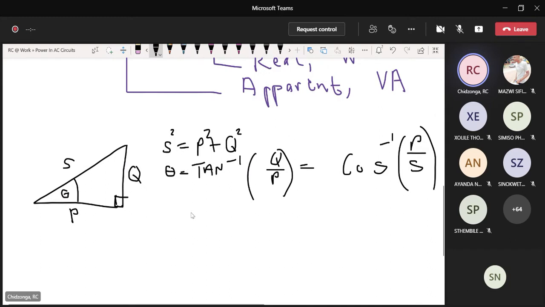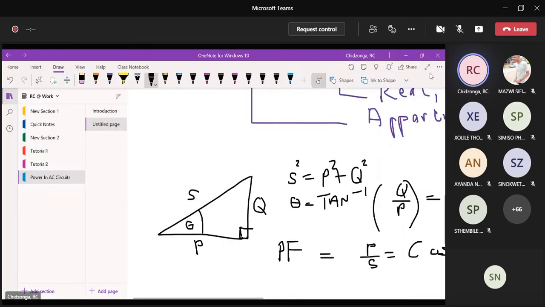And the ratio of P over S, this ratio here, P divided by S, we called it the power factor, right? So this is also cos theta. That is called the power factor. And this is where I would like to pick up the lecture for today in the remaining minutes. Before I do that, any questions?